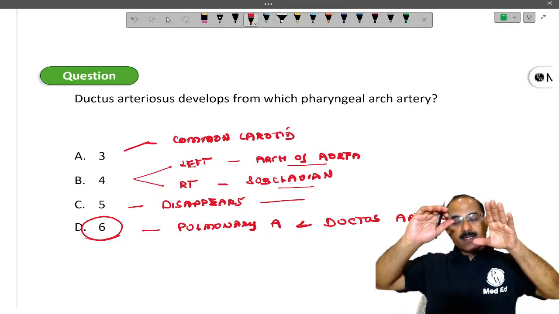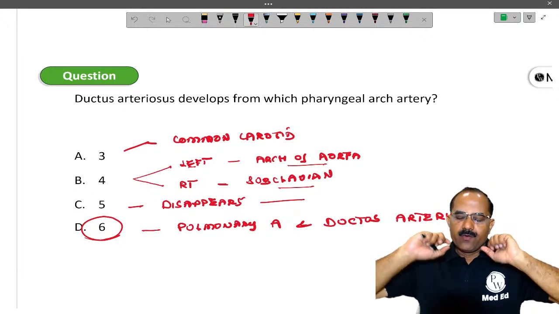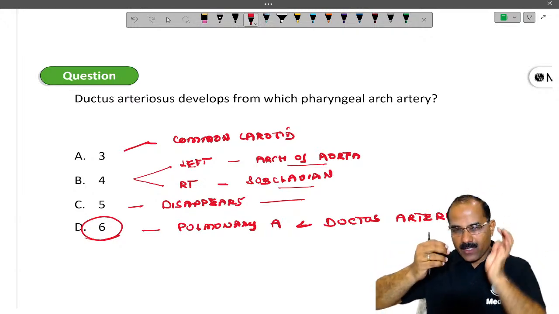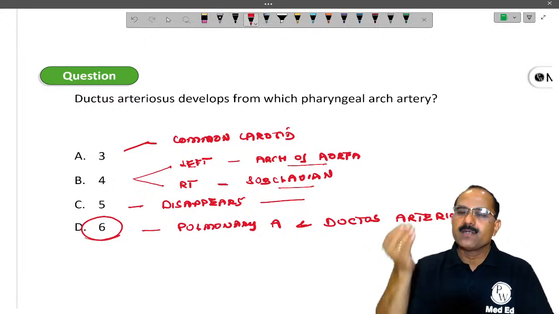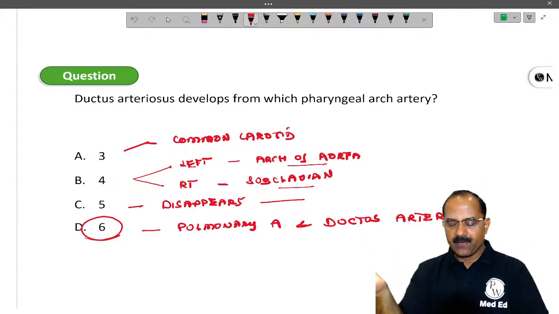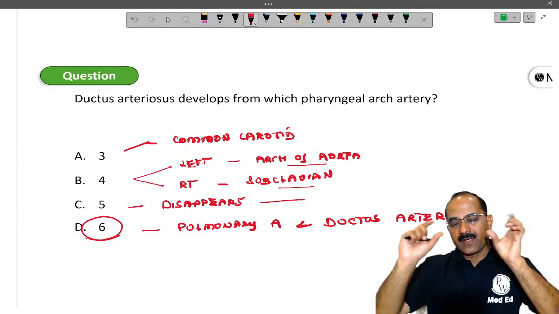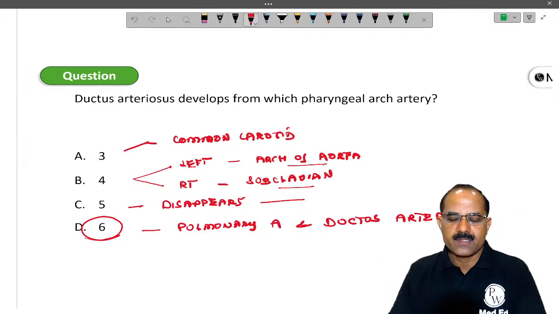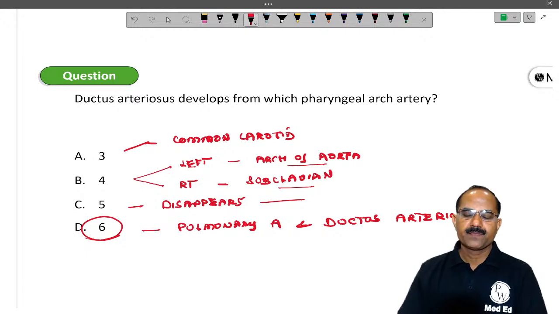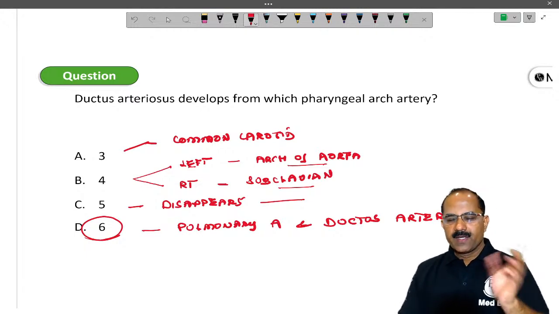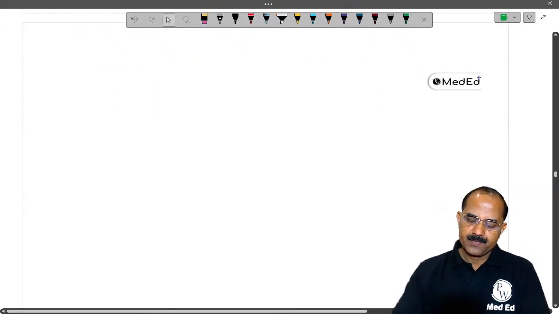Okay, so the third arch artery से क्या बनता है? Common carotids. Fourth arch artery on the left side forms the arch of aorta, on the right side forms the right subclavian artery. Fifth arch artery disappears. Sixth arch artery forms the pulmonary artery and the ductus arteriosus. Later, if I get time, I'll explain this to you.